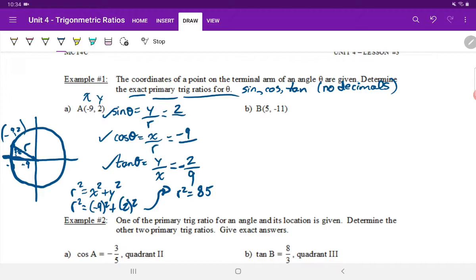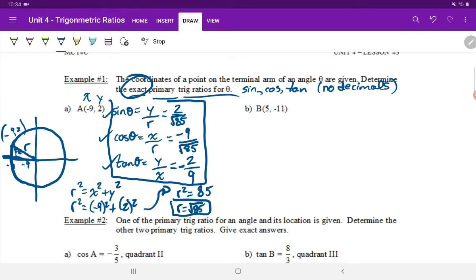Now remember, we have to keep these in exact values. That means no decimals. The square root of 85, just leave it as the square root of 85. So now I can write in my r value as being the square root of 85. And so this is my final answer. Simply just writing out the three ratios. That's what the question asked for. Write out the exact primary trig ratios for theta.